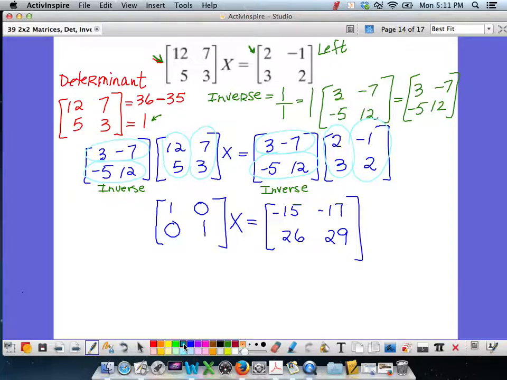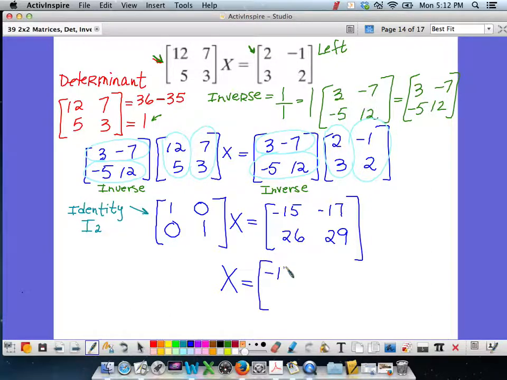This particular matrix right here is called the identity matrix. Sometimes it's written like this, I sub 2 because it's a 2 by 2. If it were a 3 by 3, it would be I sub 3. But the identity matrix multiplied times any other matrix is simply that matrix. So when I write my final answer, this is just x. This identity times x is just going to be x. It's kind of like multiplying times 1.